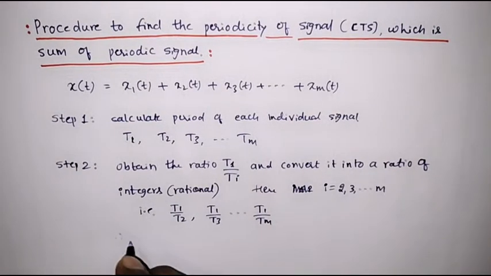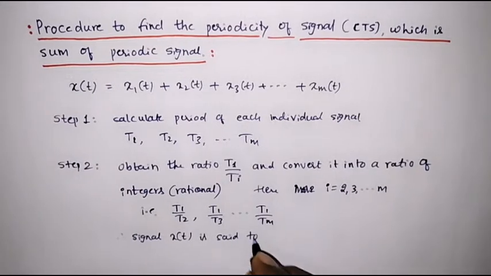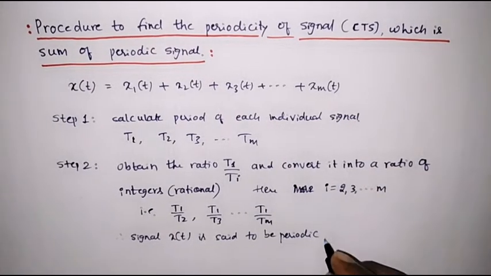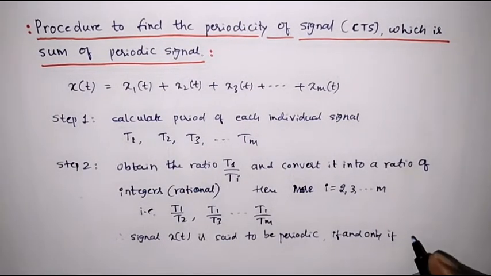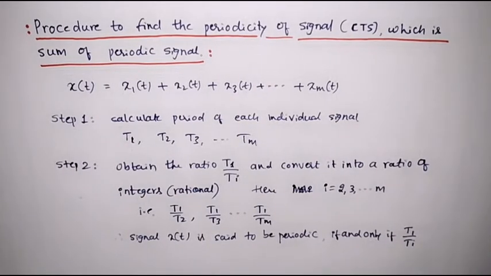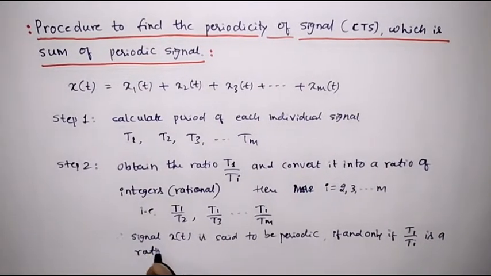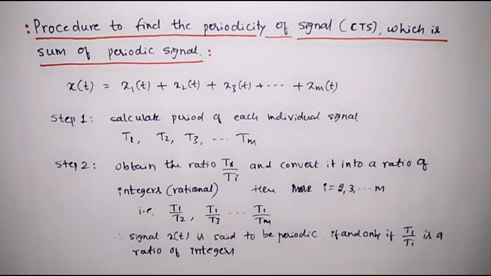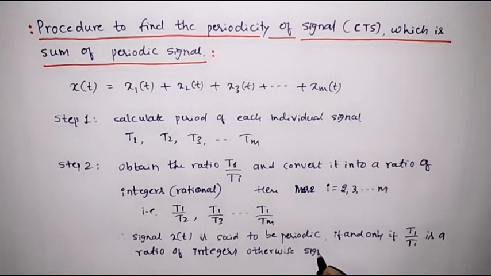Therefore, signal x of t is said to be periodic if and only if t1 by ti is a ratio of integers. Otherwise, the signal is aperiodic.